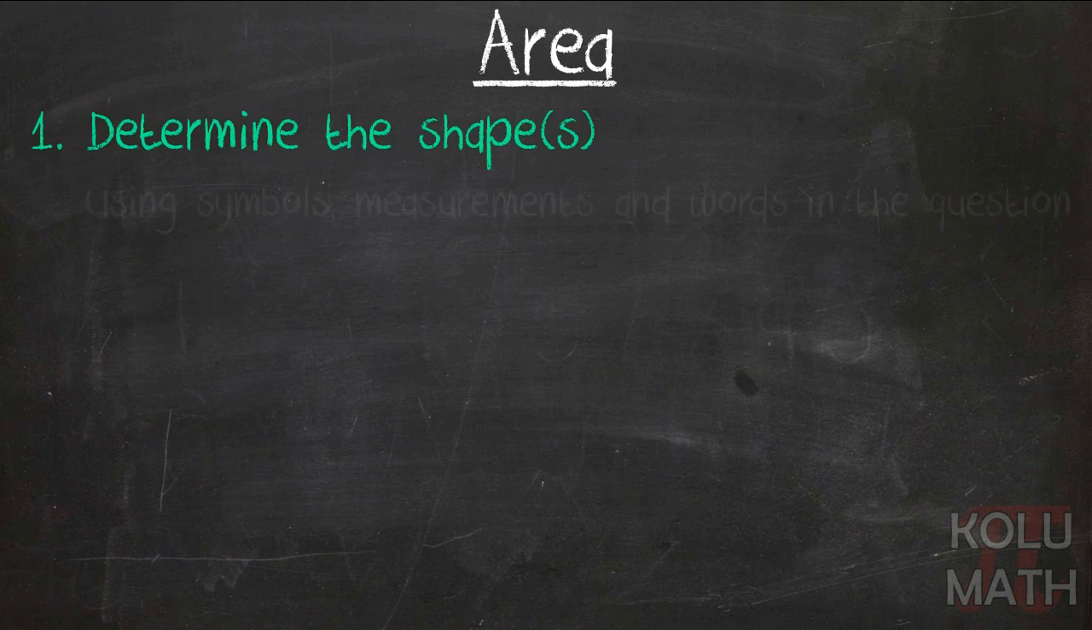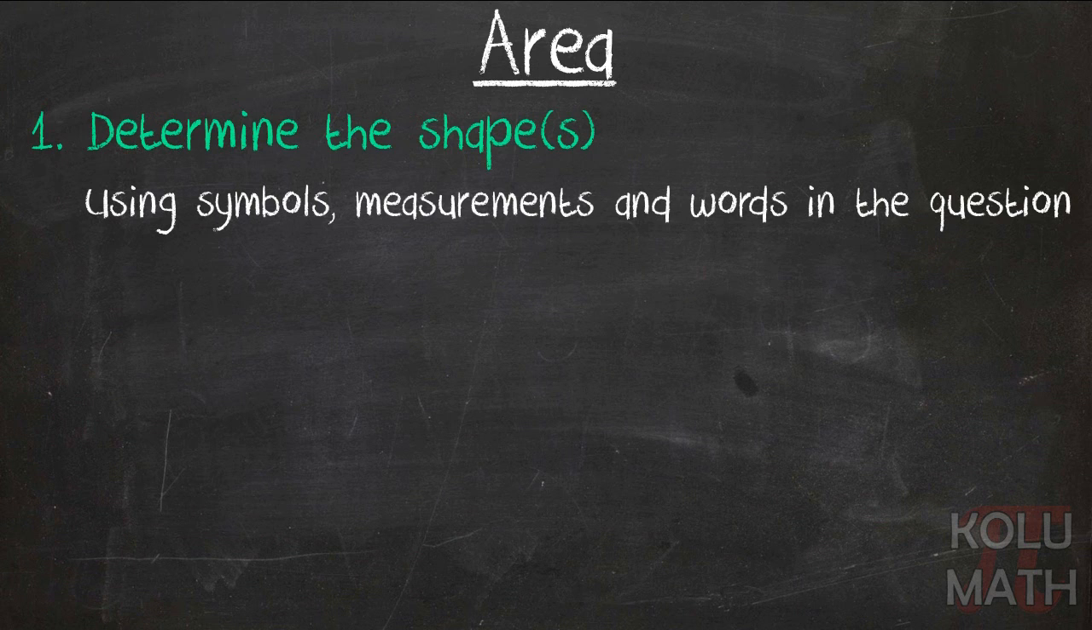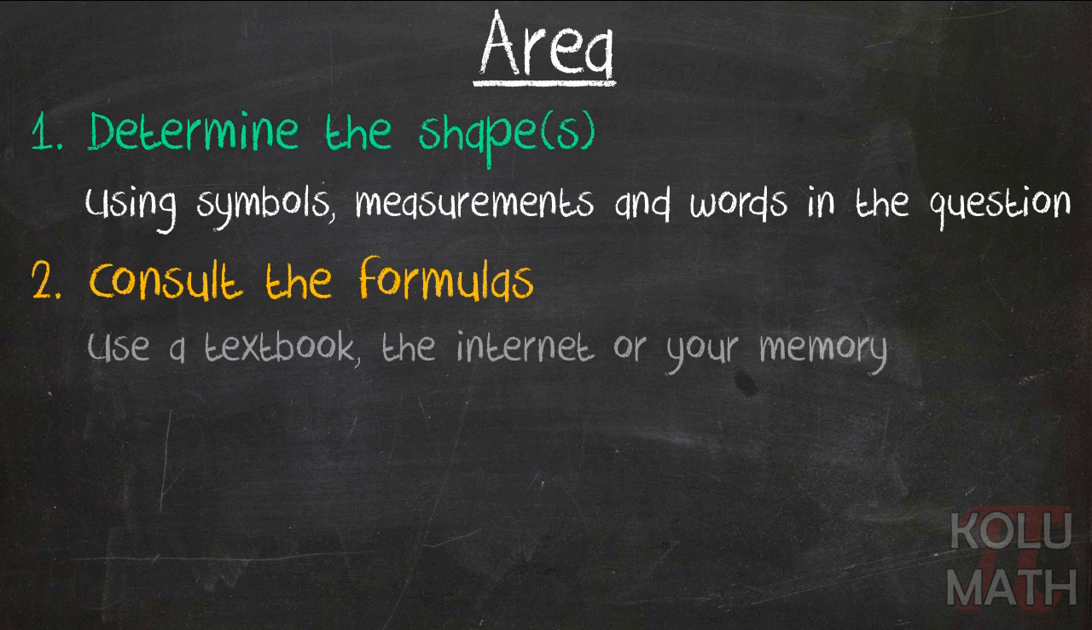First, you want to determine the shape. Use the symbols, the measurements, the words in the question to figure out what kind of shape you're talking about. Rhombus, parallelogram, trapezoid, that kind of thing. Then you're going to go ahead and consult the formulas. You can use the textbook, the internet, or your memory. Just make sure your memory is correct.